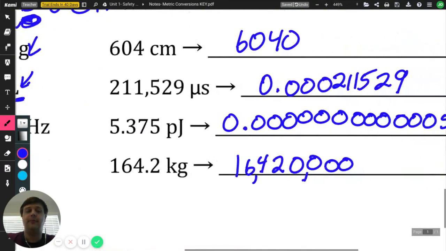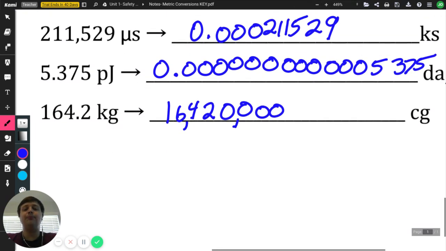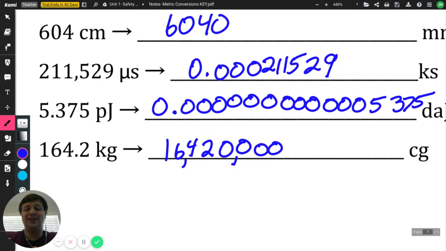0.000007895. On the next, we've got 6,040. Then we've got 0.000211529. The next one is a long one, 0.00000000000, so 12 zeros, 5375. And then last, we've got 16,420,000.